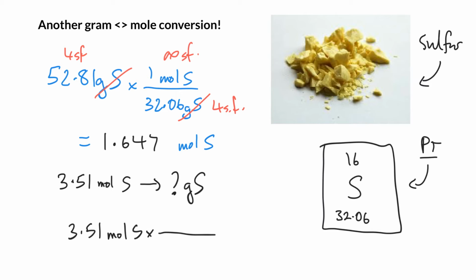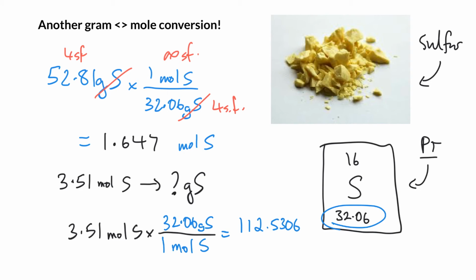So this is upside down to before, but we've got different units now to cancel. A mole is just that number underneath there. So 32.06 is the number of grams that is a mole. So that's Avogadro's number. And we can go ahead and do that conversion. My calculator says that is 112.5306, blah, blah, blah.